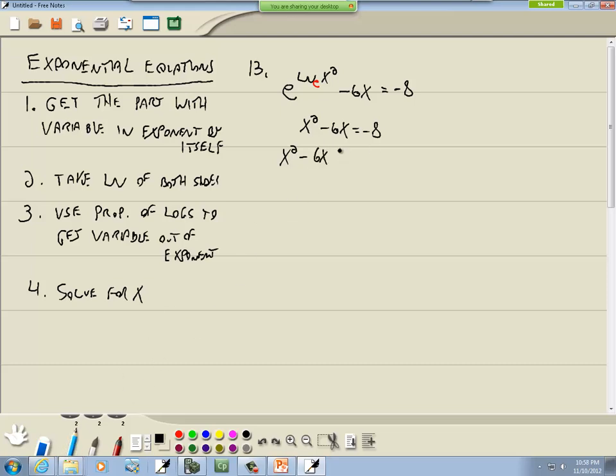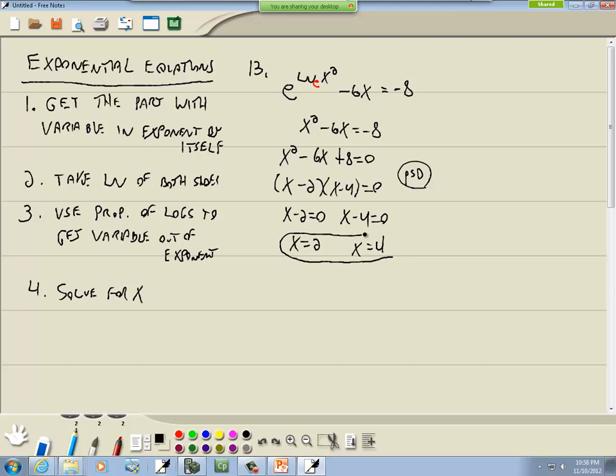And I'll take -8 over, it becomes a +8. Now I'm going to factor that using the PST method. Factors as x minus 2 times x minus 4. Well, by the zero factor property, we get 0 on one side, we factor the other side, and we set each factor equal to 0. So I'll set x minus 2 equal to 0, and x minus 4 equals 0. And I get x equals 2, and I get x is equal to 4. And those are our answers.